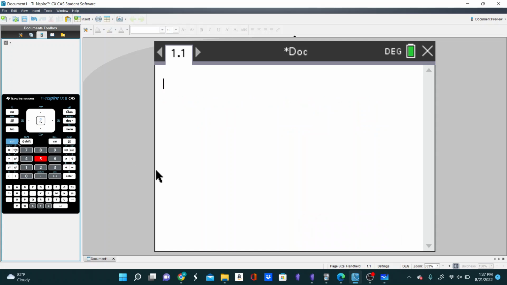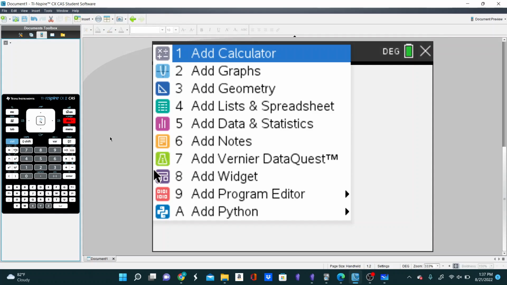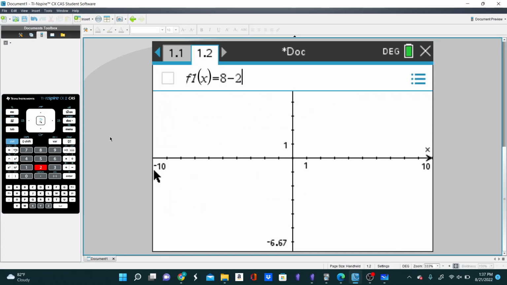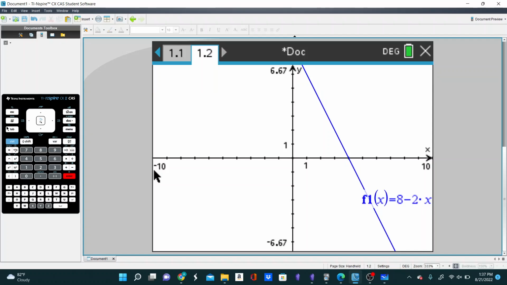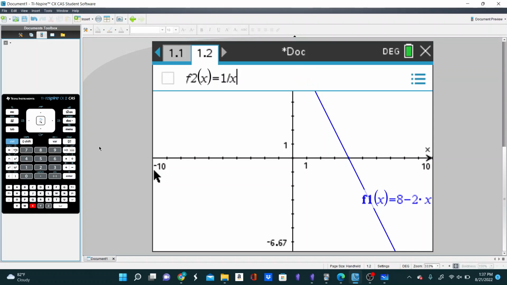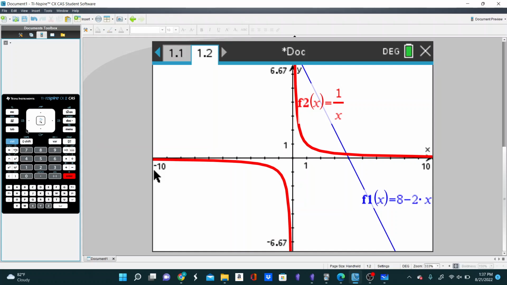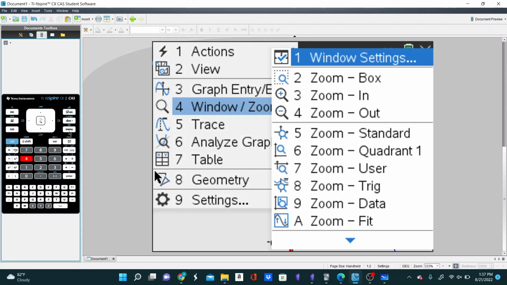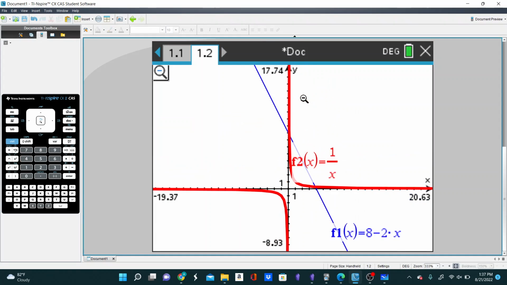So if I go to my calculator, I can make a graph page. And my first is going to be 8 minus 2x, which looks like that. The second one is going to be 1 over x, which looks like that. I might have to zoom out a little bit so we can see these intersection points. So yes, we're looking for this area right here. So first thing we have to do is find these boundary points. And then once we find the boundary points, we can use an integral to find the bounded area.